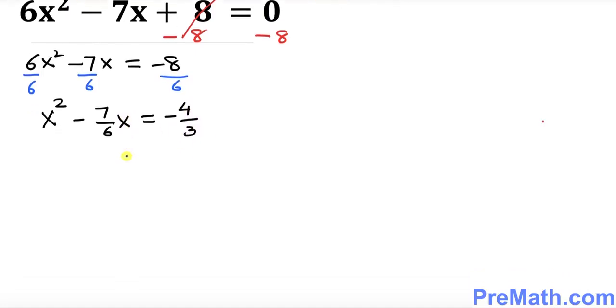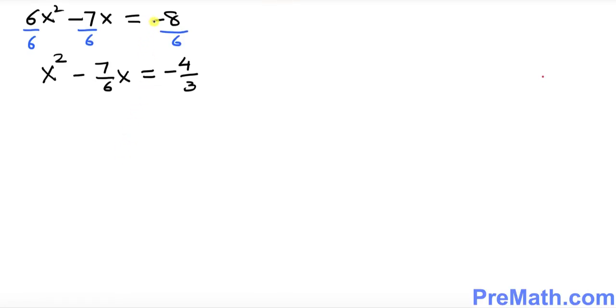The next thing we want to do is look at this number only, the coefficient of x. Don't worry about the negative sign, I'm only looking at 7 over 6. Whatever this number is that I circled, you must divide it by 2. Isn't it, 2 can be written as 2 over 1?